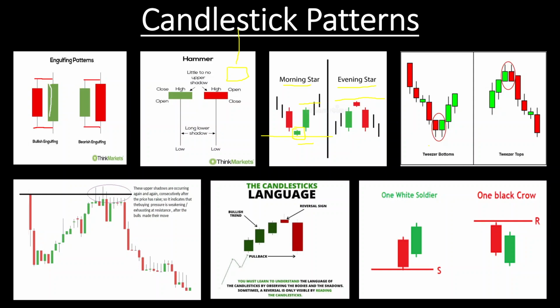So now take a look at tweezer bottoms and tweezer tops. These I think are really effective. I don't know why, but I think they have a really high probability of working. So basically, same thing, price is approaching a key support level. We see that price makes the same lower low, the exact same. And there's a high probability that price is then going to go up because it shows that sellers are failing to push price down. And then same thing for up here.